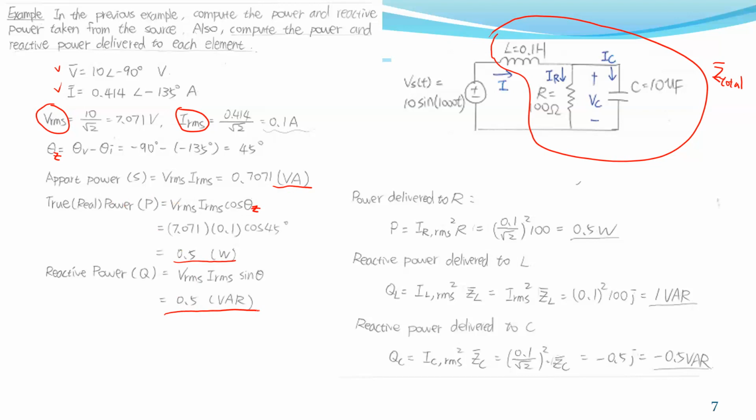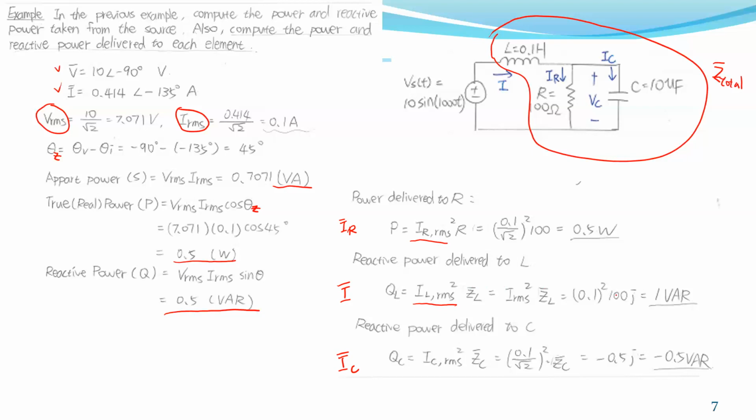And let's look at the last part. Compute the power and reactive power delivered to each element. Previously we solved the currents: IR, IL, I, and IC. Once we have the currents, it will be really convenient.